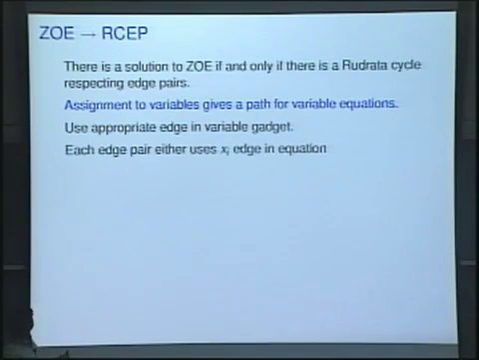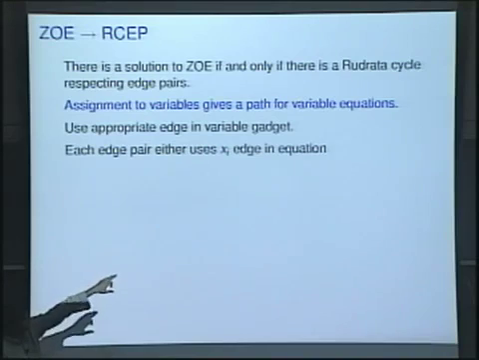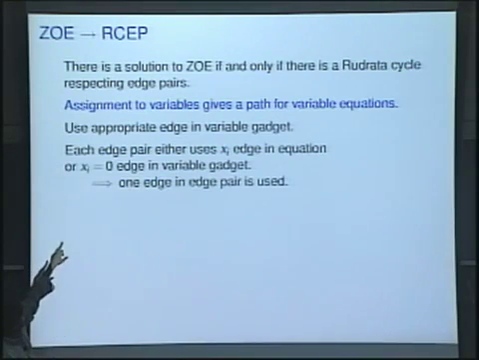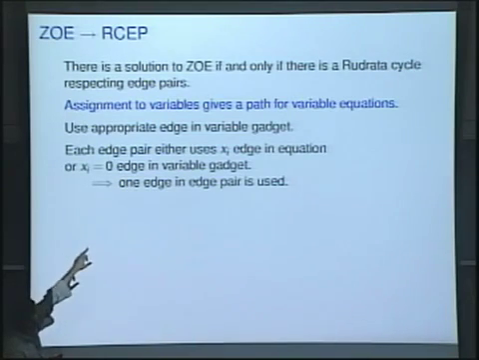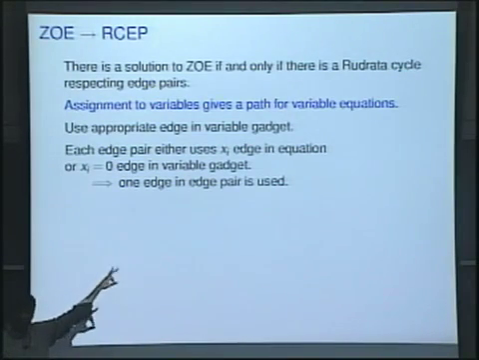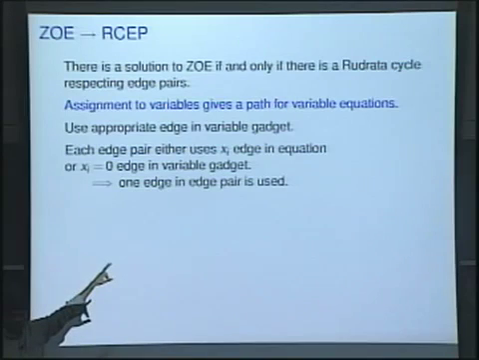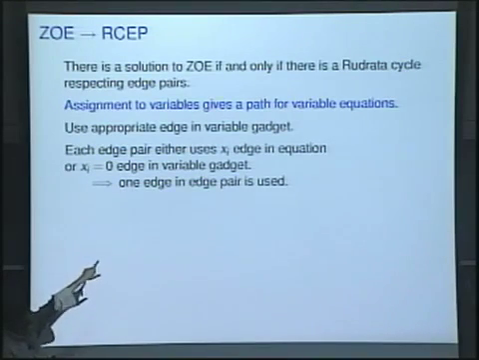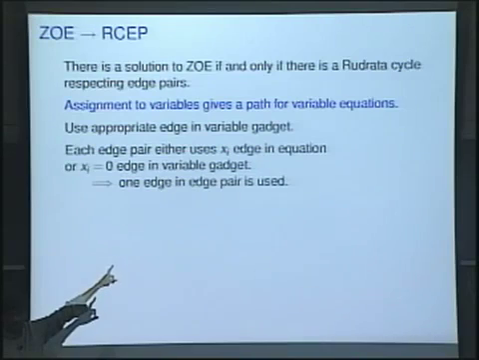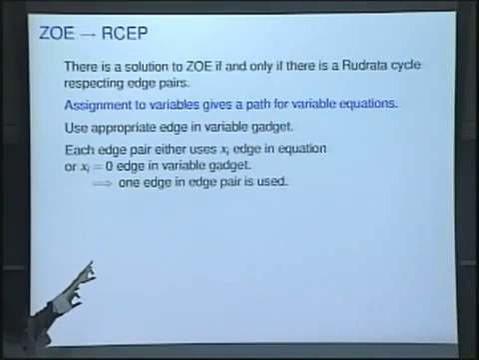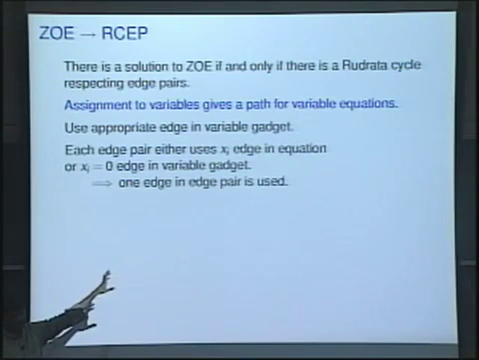Each edge pair either uses the xi edge in the equation, or it uses the xi equals 0 edge in the variable gadget. It uses one of those. Since it uses one of those, each edge pair constraint is satisfied, so one edge in the edge pair is used. And the fact that it is a cycle is trivial because we just connected everything else in a cycle.